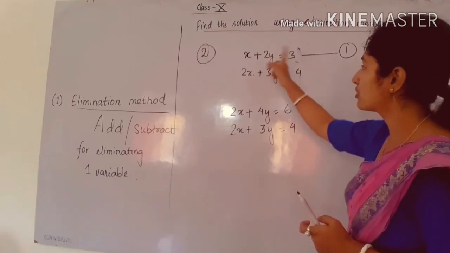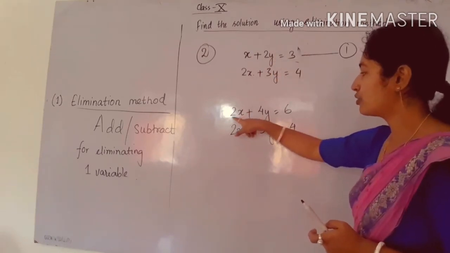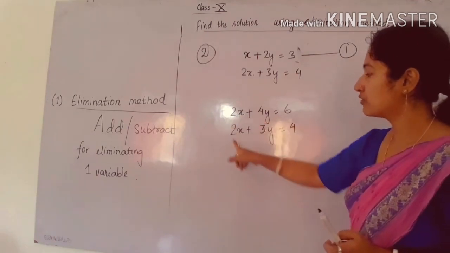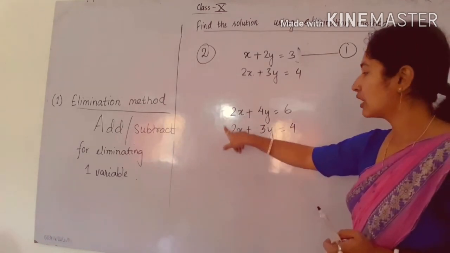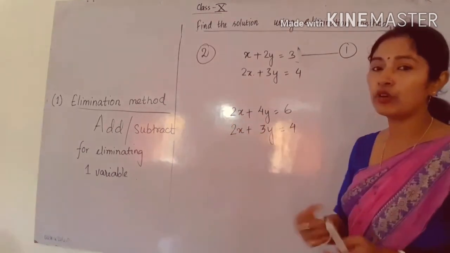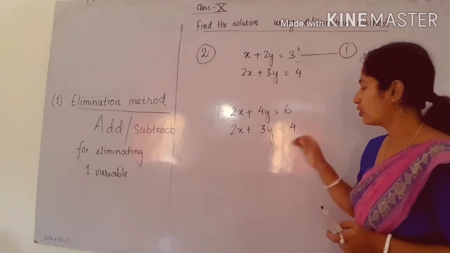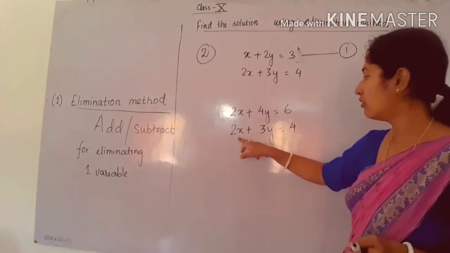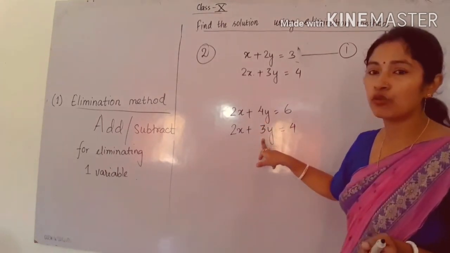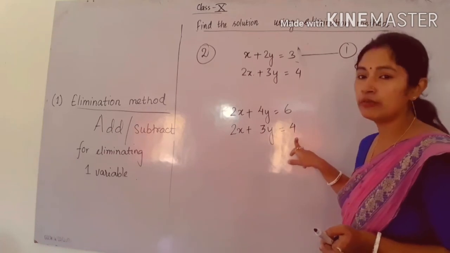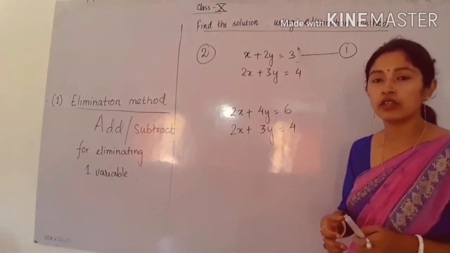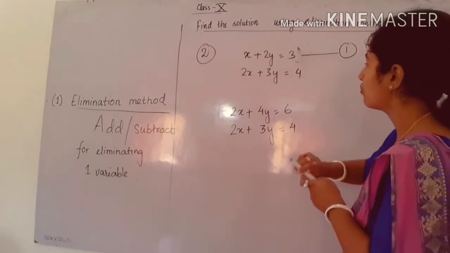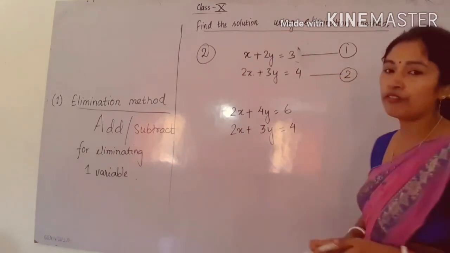So we are multiplying both sides by 2. So we will get what? The coefficient of x is same now. So now see here, before 2x we have positive symbol, here also positive symbol. So next, for eliminating the x, you have to subtract equation 2 from 1. So by subtracting, 2x minus 2x becomes 0 and 4y minus 3y becomes 1y and 6 minus 4 becomes 2. Like that we will get the value of y first. Next, by putting the value of y in any equation 1 or 2, you will get the value of x.